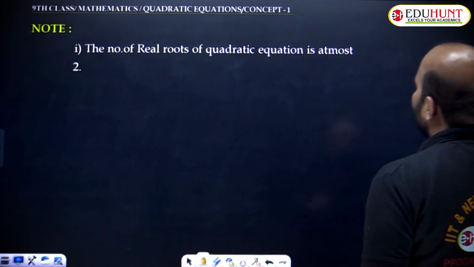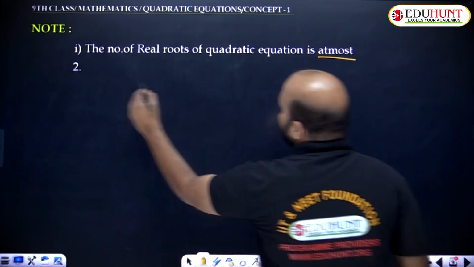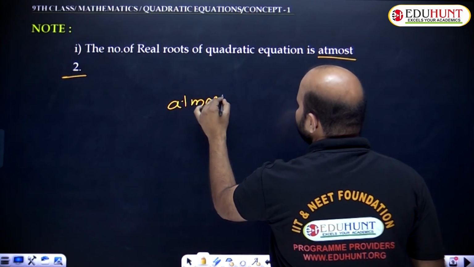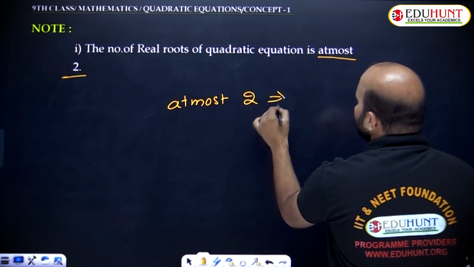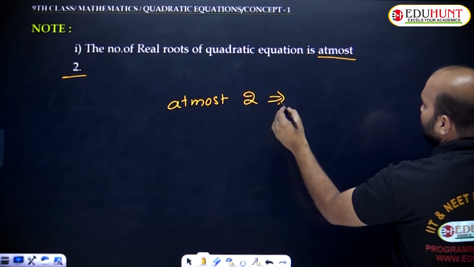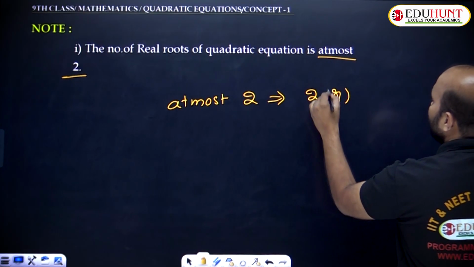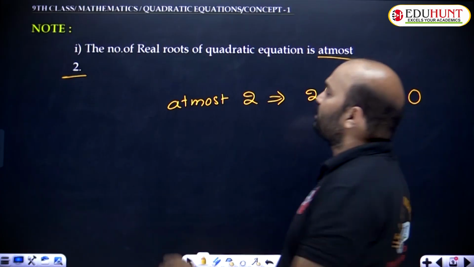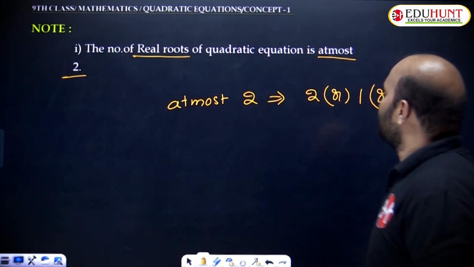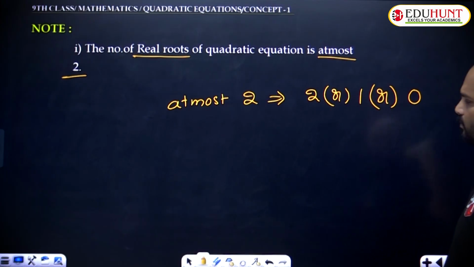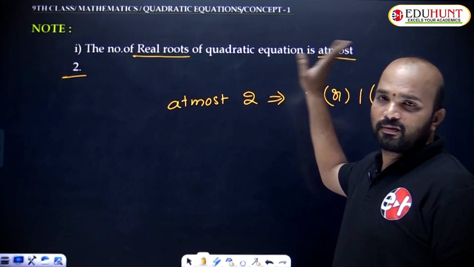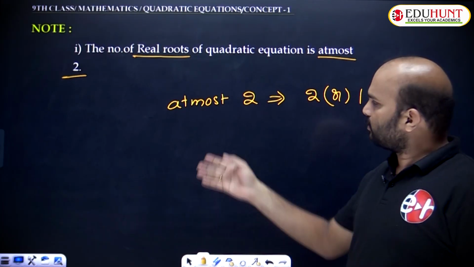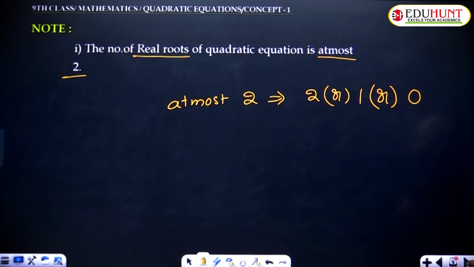So, let us go to the next note, Roman 1. The number of real roots of a quadratic equation is at most 2. Clearly we need to verify it. At most 2 means what? At most 2 means maximum 2, minimum 0. At most 2 means 2 or 1 or 0. That is the meaning of the statement. Am I clear? So, for any quadratic equation, we sometimes get 2 real roots, 1 real root, or 0 real roots.